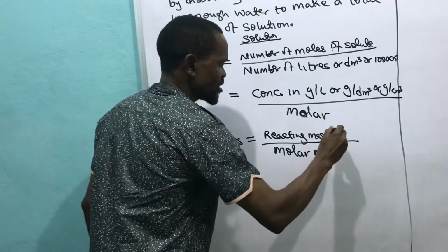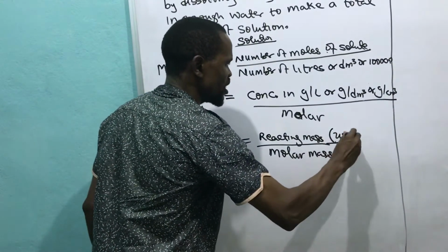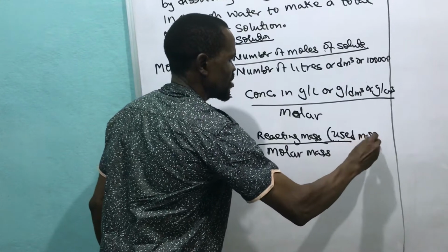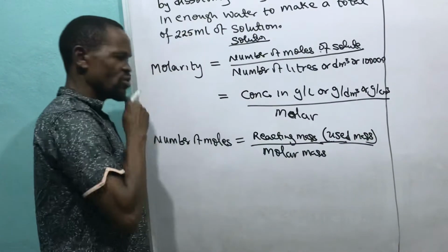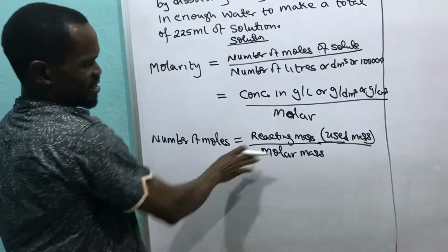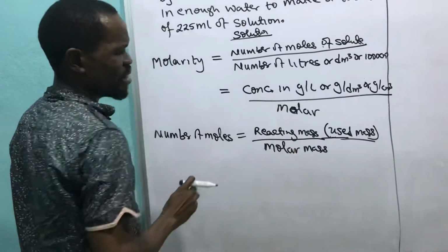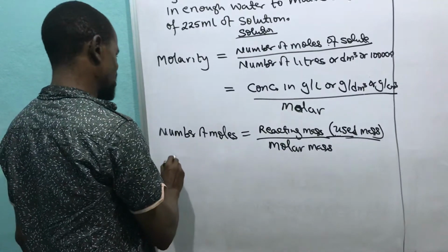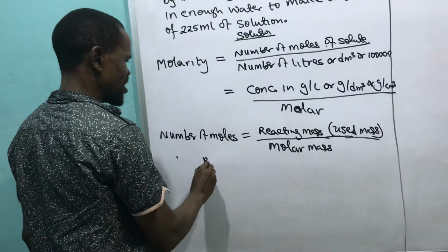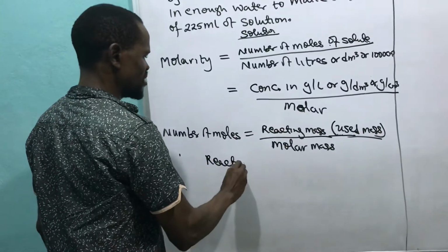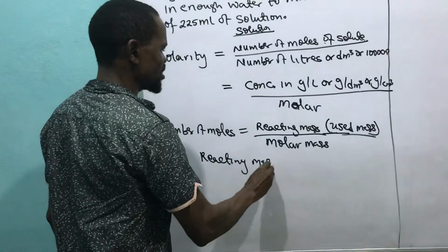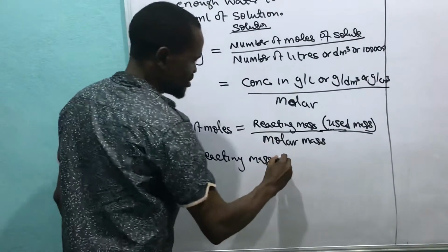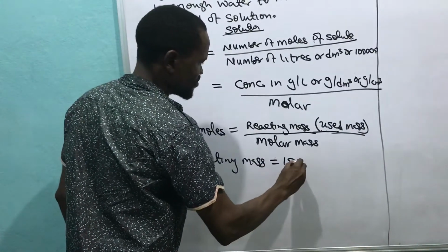This reacting mass can also be called used mass. Reacting mass or used mass over molar mass. Then this leads me to needing to get my molar mass. My reacting mass is given to me already. Reacting mass, which is the mass used, is 15 grams.